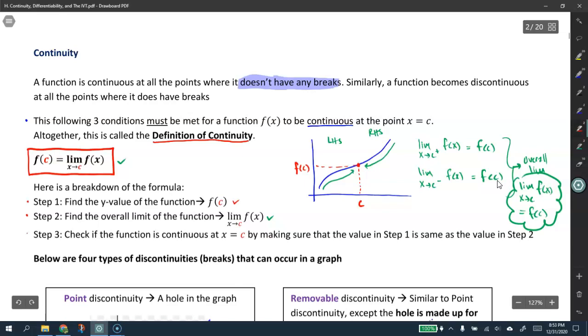If you're wondering what step number 3 is, it's essentially telling you exactly that. It says just check if the function is continuous by making sure that what you got in step 1 and what you got in step 2 are actually the same exact values.